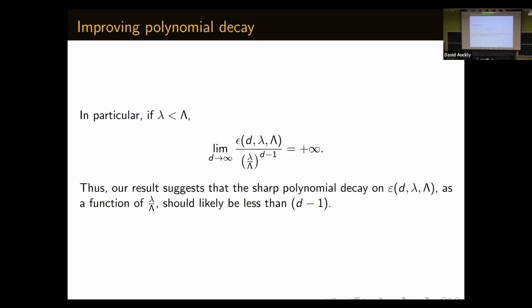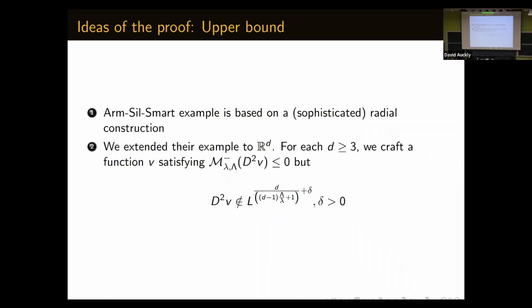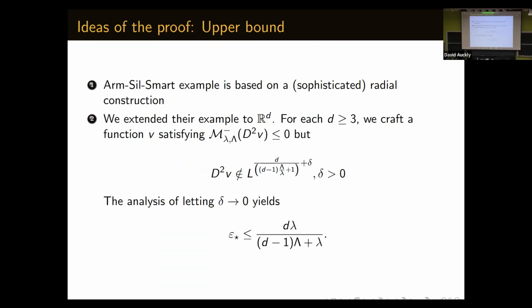Okay. All right. So let me give a very brief outline of the proof of this theorem. For the upper bound, we extended the Armstrong-Smart construction to higher dimensions. They did the two-dimensional case, and we extended this to higher dimensions. So for every value of epsilon slightly bigger than the one we present, we can construct a solution which is bounded in D1, but whose Hessian fails to be integrable with that exponent. So this gives you a new universal upper bound for the optimal integrability exponent.